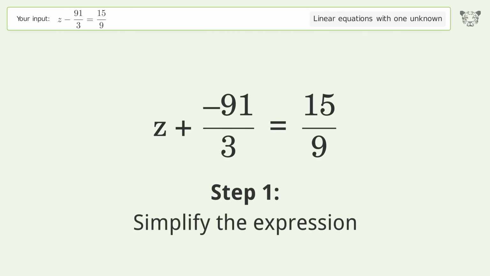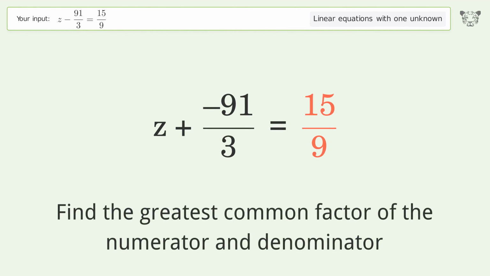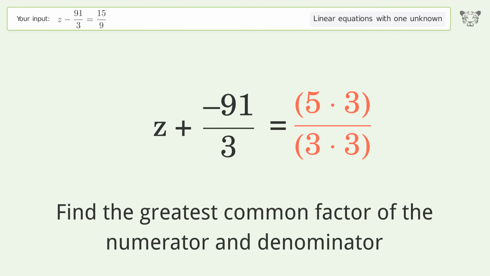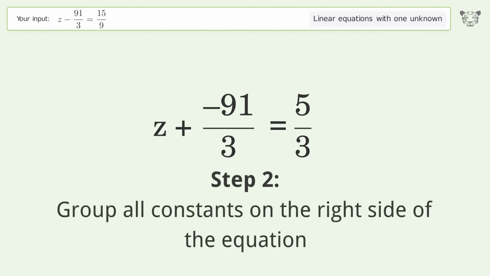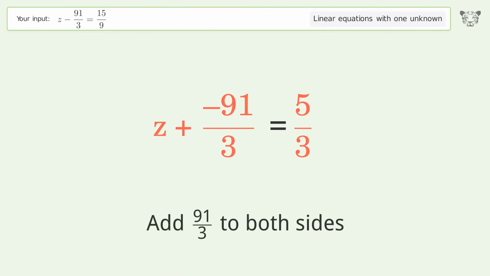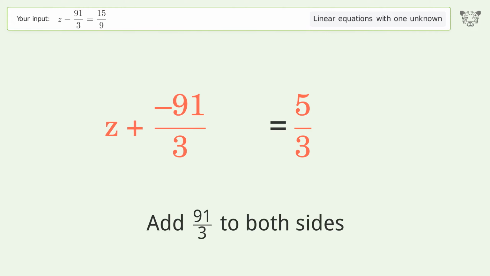Simplify the expression. Find the greatest common factor of the numerator and denominator. Factor out and cancel the greatest common factor. Group all constants on the right side of the equation. Add 91/3 to both sides.